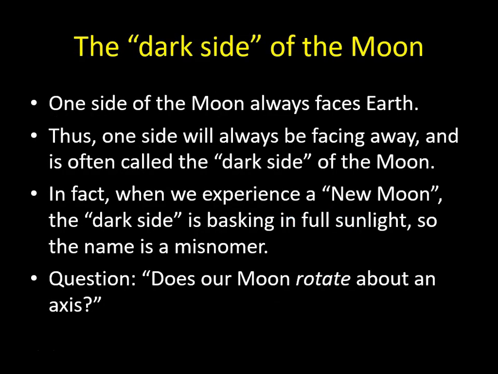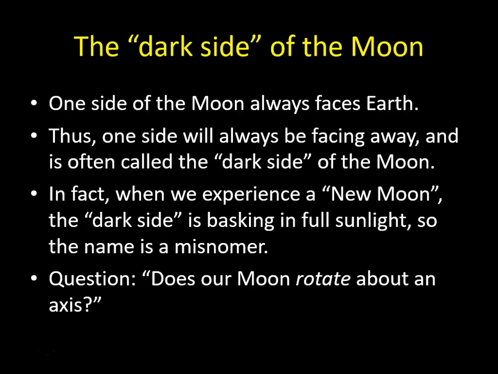Now, the dark side of the moon. So as you noticed in that video that I showed, one side of the moon is always facing toward Earth, which means that one side will be facing away, always, with the exception of these libration features due to the elliptical motion around Earth. So when we experience a new moon, it's actually the so-called dark side that is basking in full sunlight. So, in truth, that name is a misnomer.